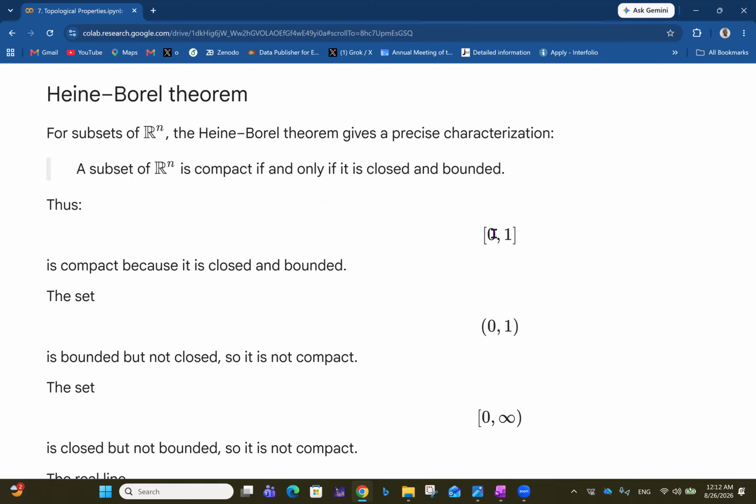So the closed interval [0, 1] is compact because it is closed. This is a closed interval, 0 and 1 are included, and it's also bounded. Nothing in this set is lower than 0, and nothing in this set is bigger than 1. So 0 is the lower boundary, 1 is the upper boundary. But the open interval (0, 1) is bounded by 0 and 1, though 0 and 1 are not part of the interval, but it is not compact. It is bounded, but it is not closed. That's why this is not compact.